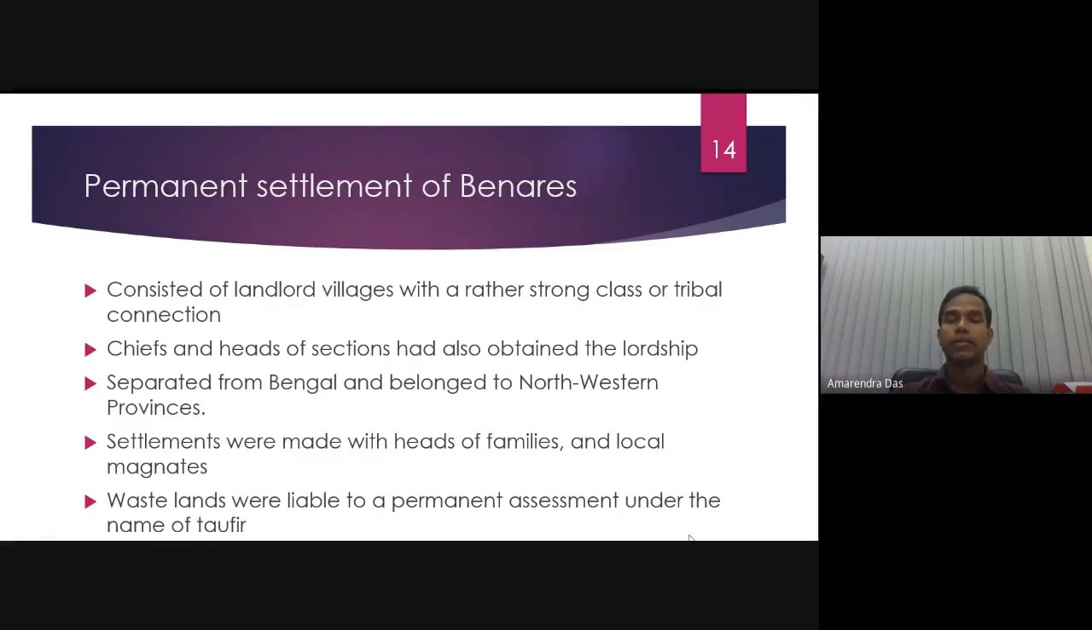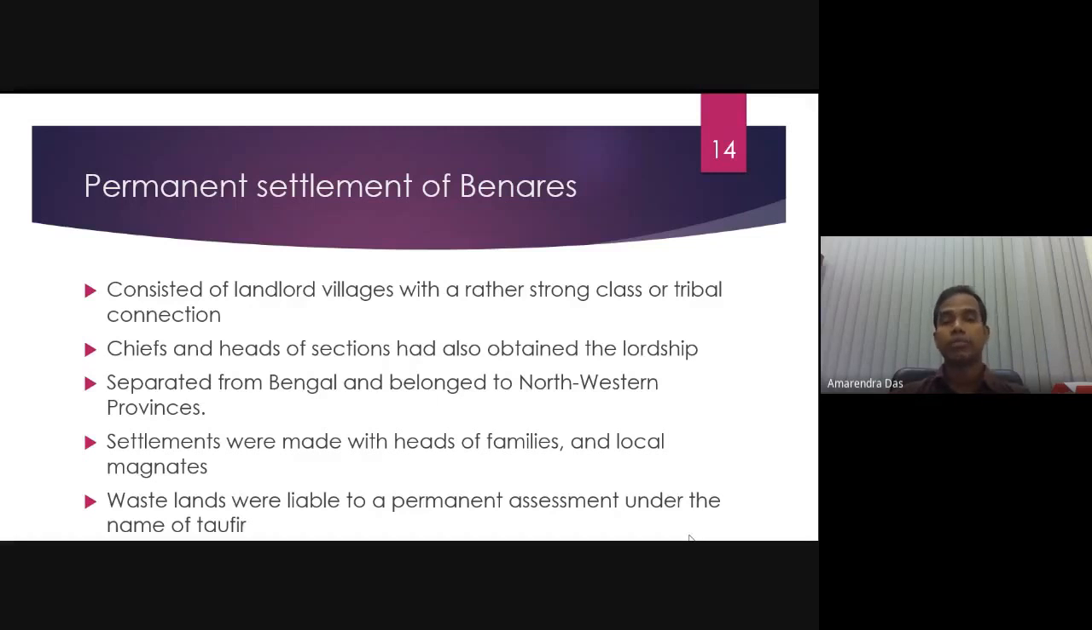It's not necessarily that the officers who served in the British administration got it, rather the local influential people got this landlordship. And the Banaras region was separated from Bengal, and it belonged to the northwestern provinces. And we know that the presidency term was used only for three regions: one is the Madras presidency, then the Bengal presidency, and the Bombay presidency. But other regions were called provinces. So that's how the Banaras region was separated from the Bengal presidency, and it belonged to the northwest provinces.